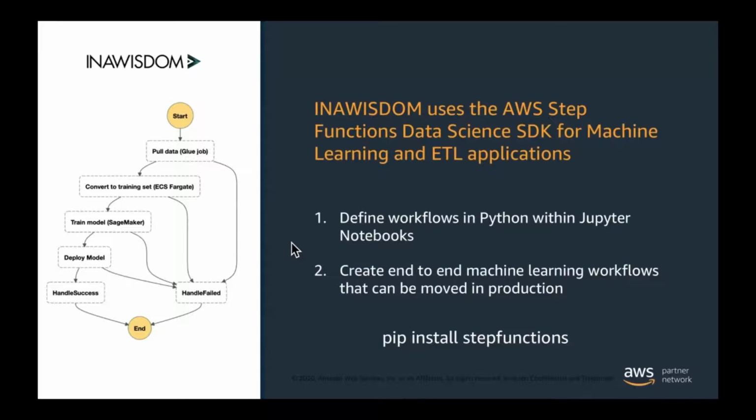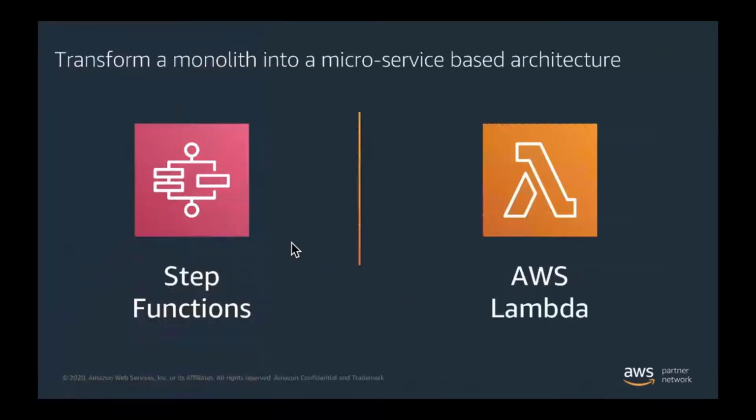We also have customers that, when there's model drift, are automatically kicking off a workflow to retrain and run inference on a model when there's a certain amount of drift in that model. And so that's another use case for Step Functions.